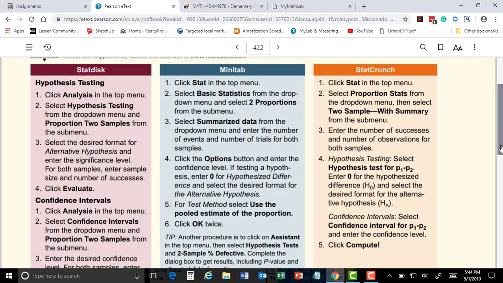So you go to proportion stats, drop down the menu and select two sample with summary. Enter the number of successes and the number of observations. And then you have to set up your hypothesis test, just like we did before. I'll show you one on the computer, on StatCrunch. So they enter 0, meaning that the difference between these two is 0, that there is no difference between one sample and the other as far as the proportions that we're comparing. Okay? And then we'll calculate the confidence interval.